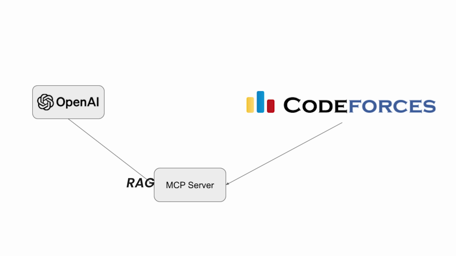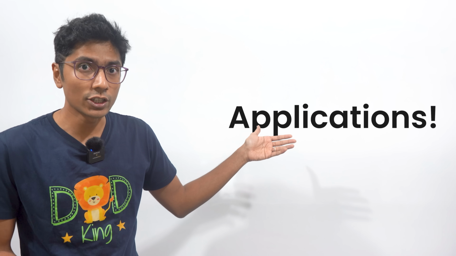So retrieval augmented generation gets better through MCP because now the external sources can answer your queries in a better format and also much faster. And the final major use case I see for MCP servers is applications.